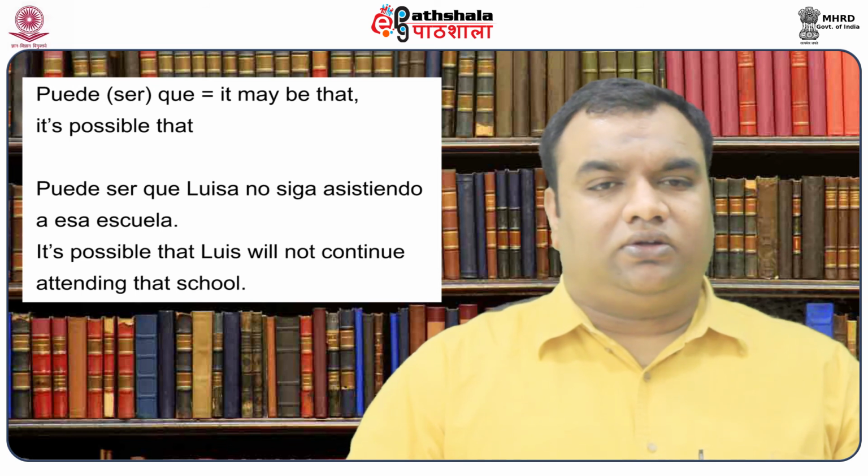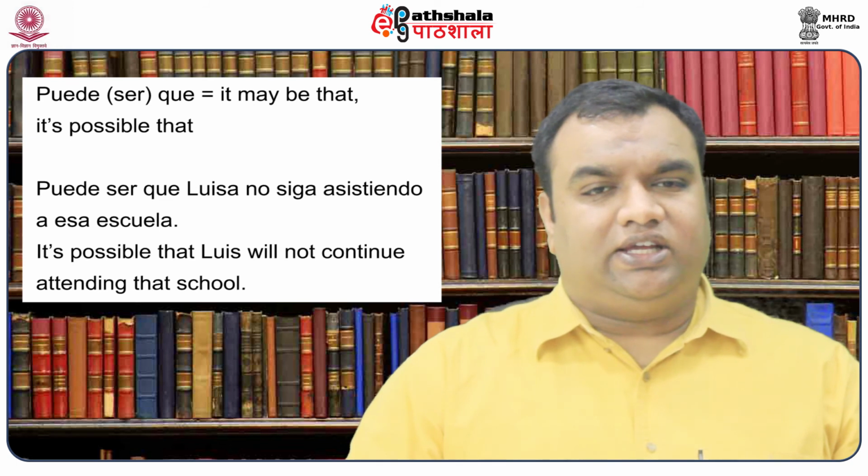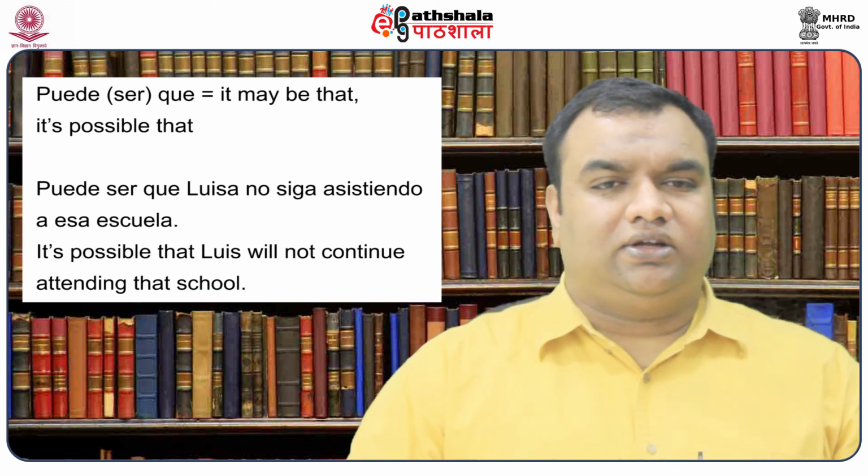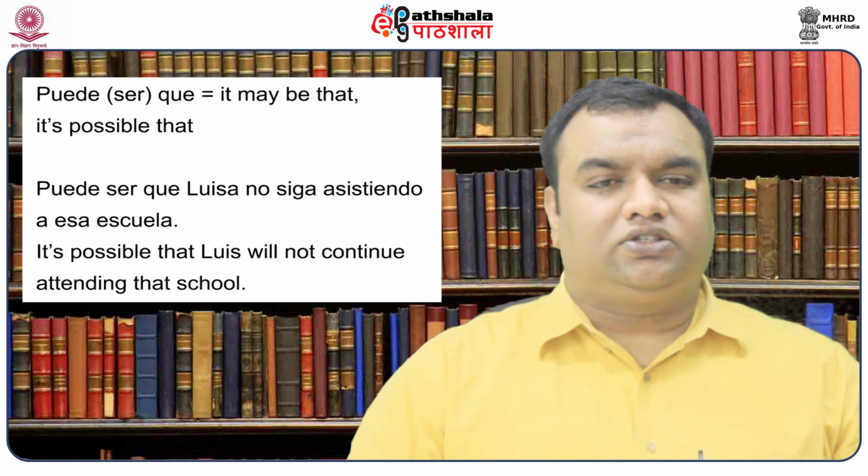Let us see another example which is different from the es que format. Puede ser que or puede que. That means it may be that or it's possible that. Puede ser que Luisa no siga asistiendo a esa escuela. I repeat. Puede ser que Luisa no siga asistiendo a esa escuela. In English, the translation is, it's possible that Luisa will not continue attending that school.